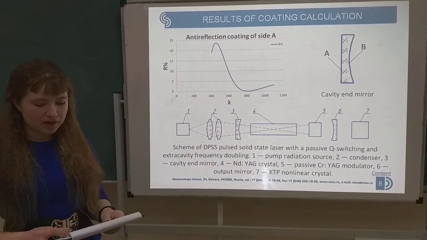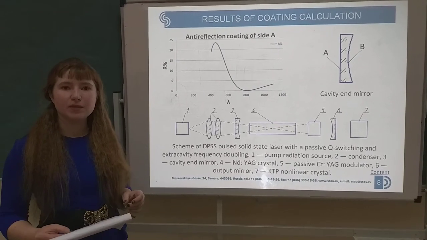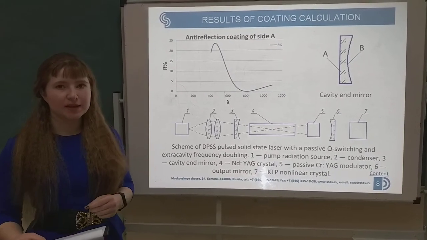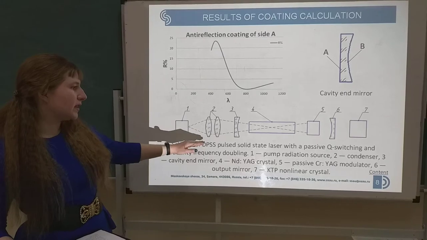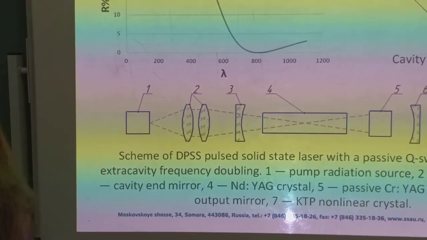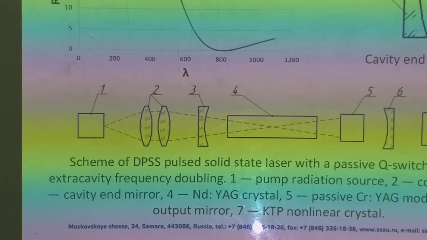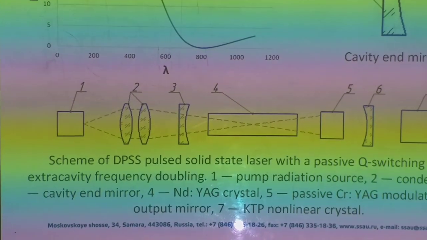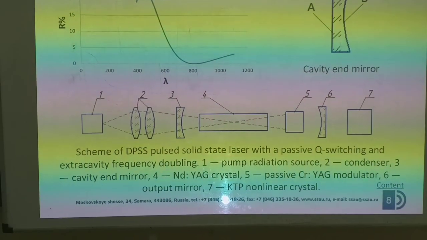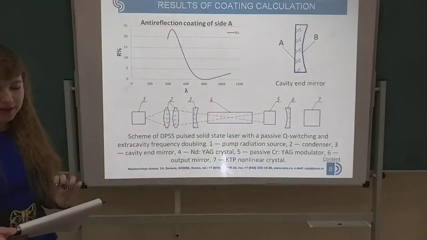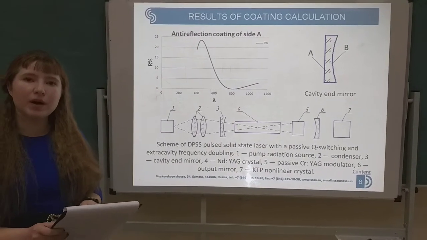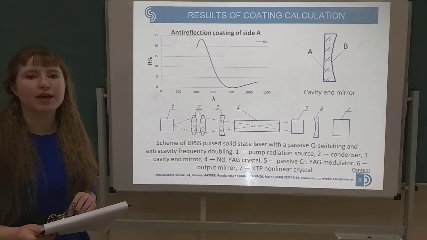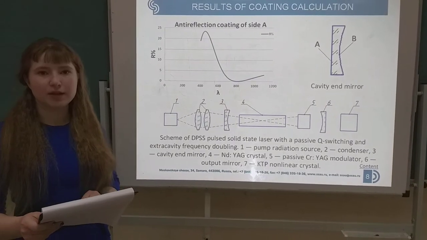I calculated the optical coating for a cavity end mirror of a DPSS laser, a scheme of which we can see at the bottom of this slide. The coating was calculated for two sides of the cavity end mirror. It is necessary to apply a coating to side A that would allow radiation with a pump wavelength of 808 nanometers to pass into the cavity.